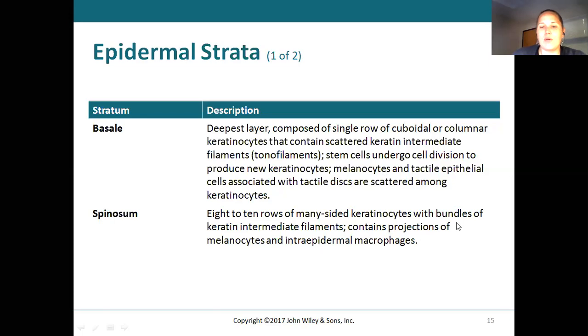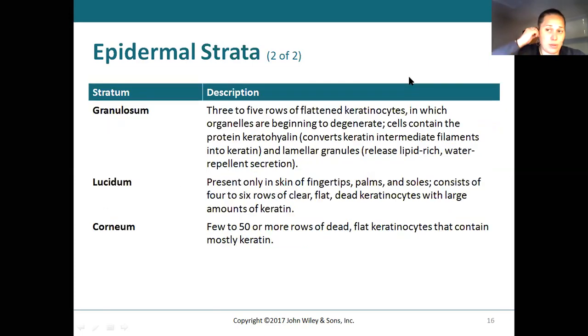Spinosum, 8 to 10 rows, bundles of keratin-mediated fibers. Melanocytes and intraepidermal macrophages are present there. Granulosum, you're starting to get flattened keratinocytes producing keratohyalin, which converts keratin intermediate filaments to keratin. And then these lipid-rich, water-repellent secretion granules, these lamellar granules, create a protective layer for the skin.